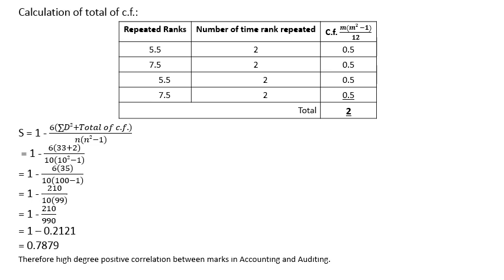So the value 0.7879. Now how to interpret this? So high degree, therefore high degree positive correlation between marks in accounting and auditing.